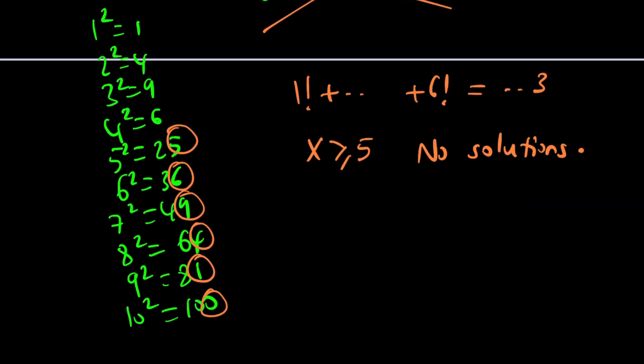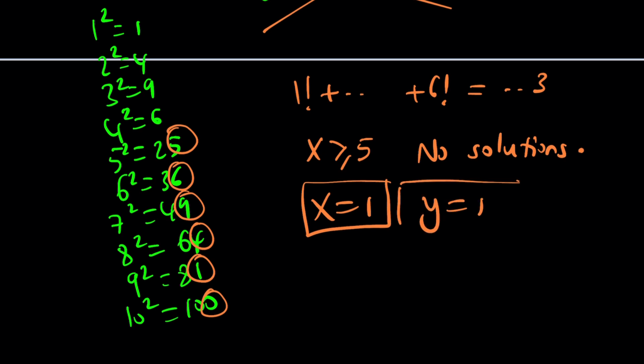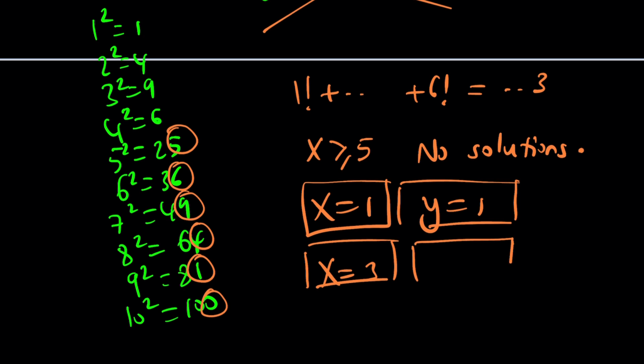We have a solution for x equals 1, and that is y equals 1. We have a solution for x equals 3, and that is y equals 3. And guess what? Those are the only solutions. Are there any other solutions? I don't think so. If you can find one, let us know in the comment section down below.